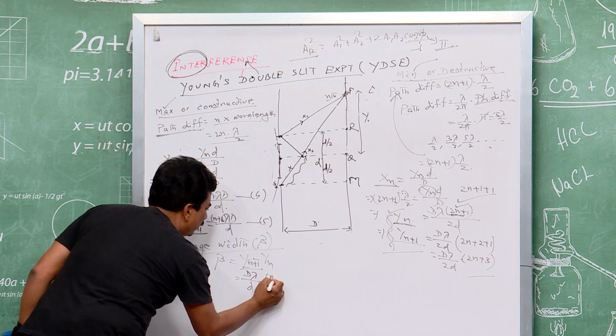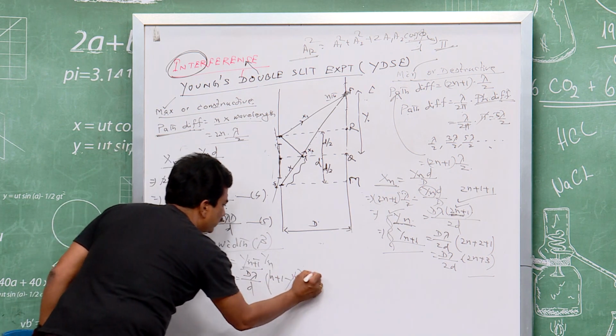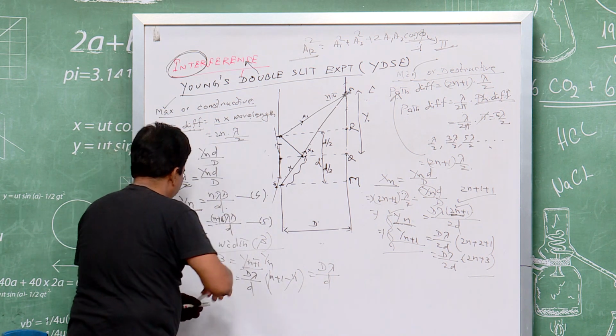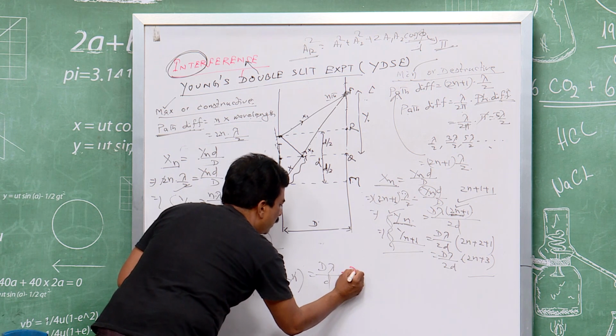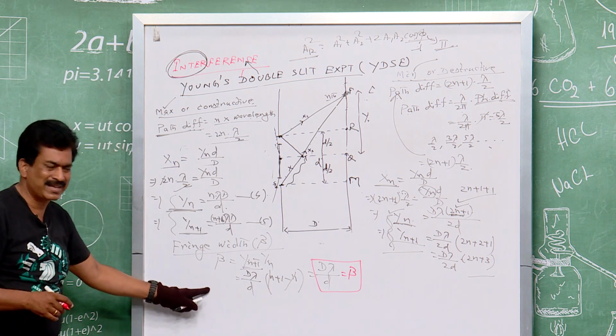Then from here, that is the n plus 1, there that is the n. So, n is cancelled. So, capital D lambda by small d is equal to beta. This is the fringe width for the maximum.